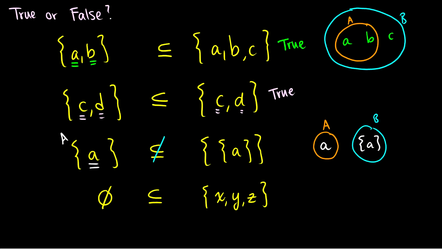Okay, finally, the empty set. Is the empty set a subset of XYZ? The answer is yes, it is true. The empty set is a subset of every set, because the definition says everything in here must be in here. Well, there is nothing in the empty set. Therefore, this is trivially true. The empty set is a subset of every single set.